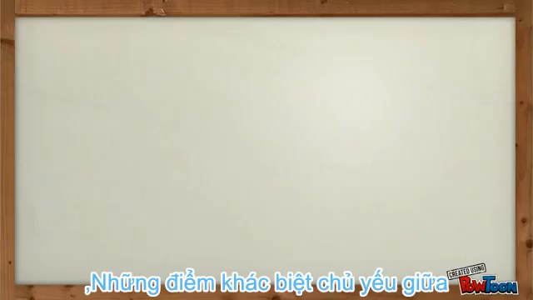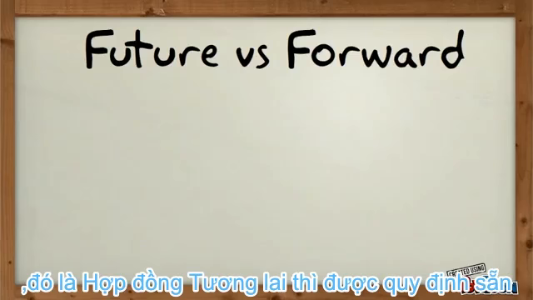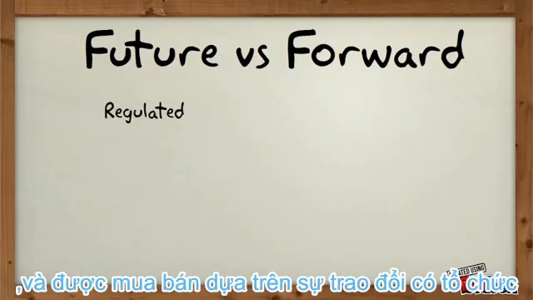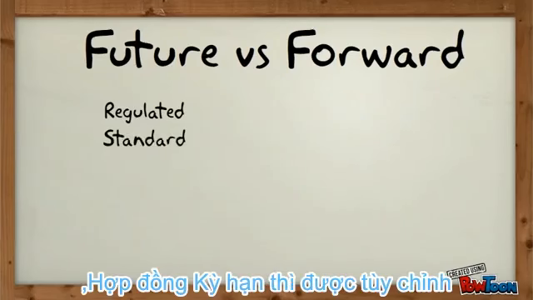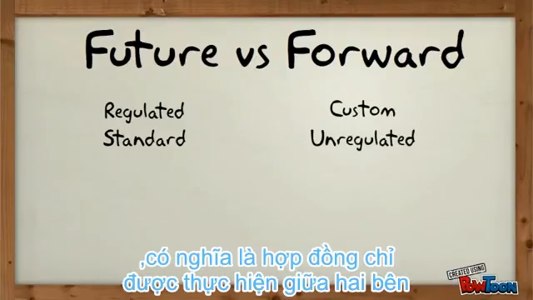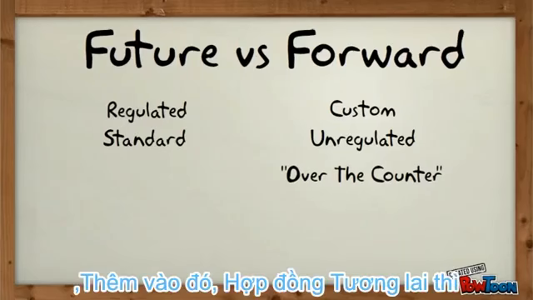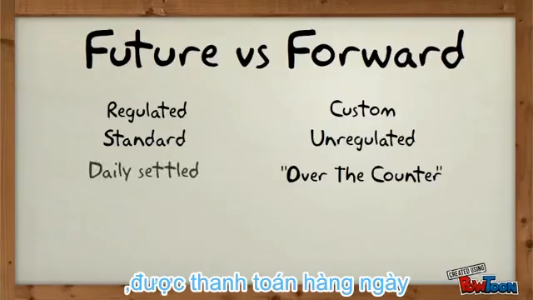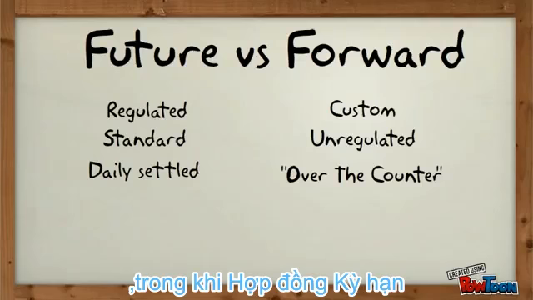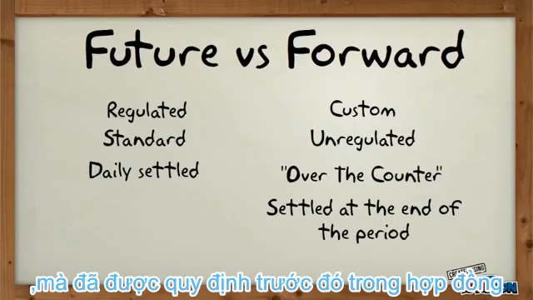The main difference between future contracts and forward contracts is that future contracts are regulated and traded on organized exchanges. On the other hand, forward contracts are customized for each trading situation, meaning this happens only between the two parties, and this is called over-the-counter trade. In addition, future contracts are settled in a daily manner, whereas forward contracts do so at the end of the period stated beforehand in the contract.